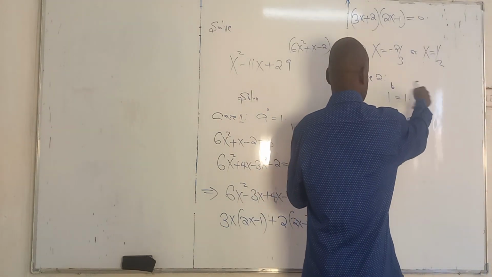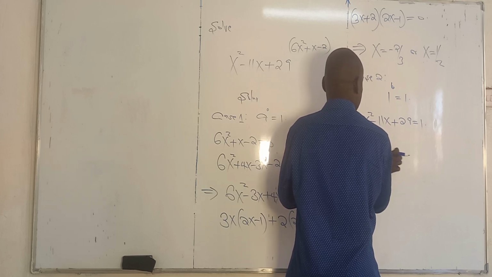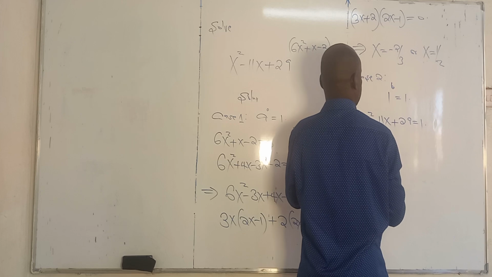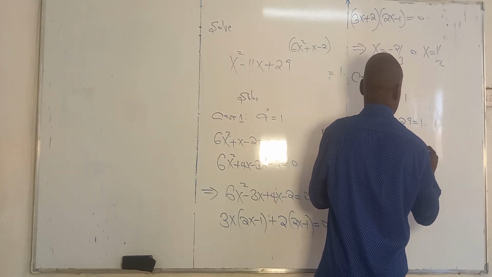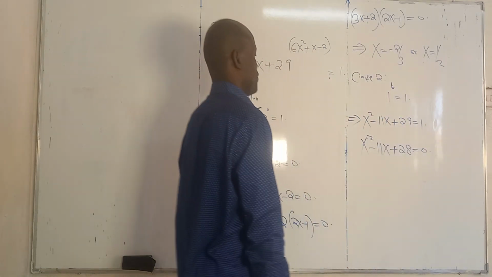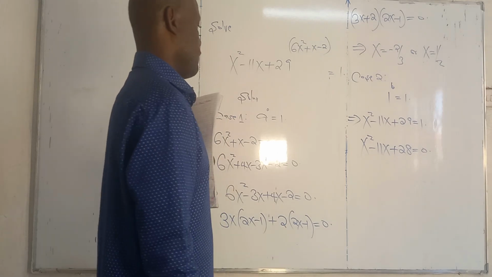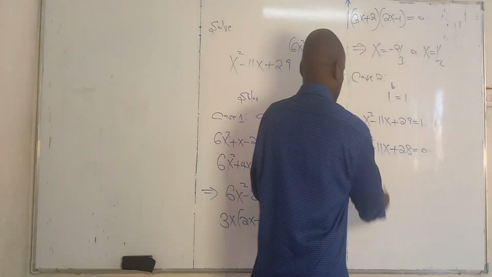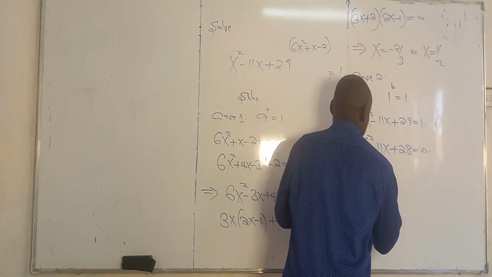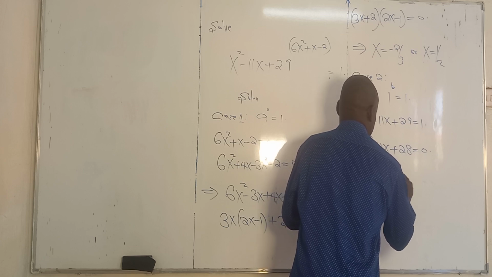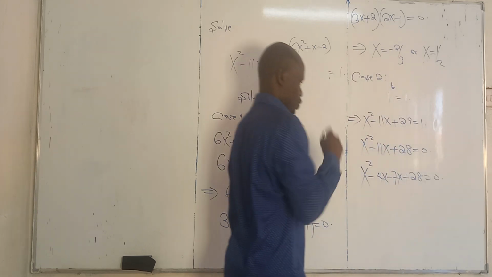I bring this in, so that means I have x squared minus 11x plus 28 is now equal to 0. I'm looking for two numbers whose product is 28 and sum is negative 11. That has to be 4 and 7. So here I have x squared minus 4x minus 7x plus 28 is equal to 0.